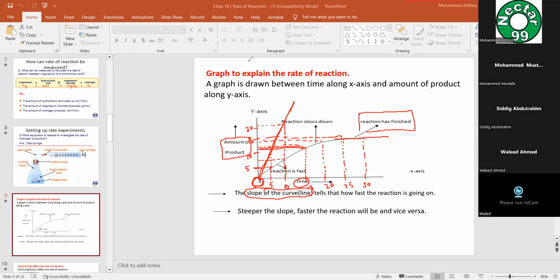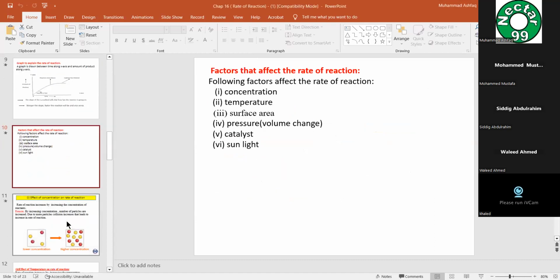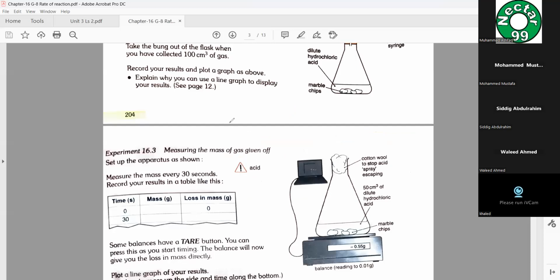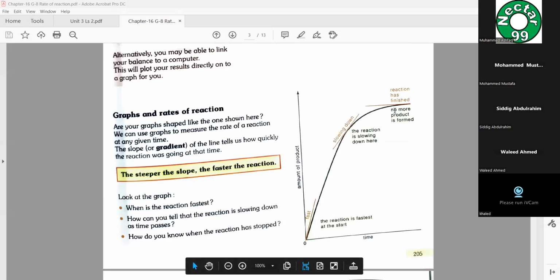Thank you, Mustafa. Now, let's move to the next slide after understanding the graph. Now, factors that affect the rate of reaction. Same in your textbook. After understanding this graph, the second thing we can see on your textbook is that the steeper the slope, the faster the reaction. Look how it's moving up. As it curves, it means it's slowing down.